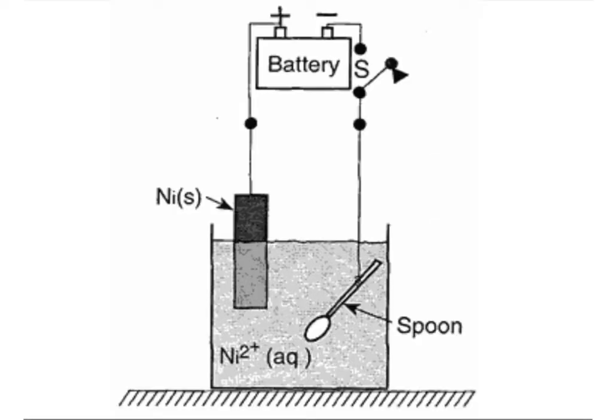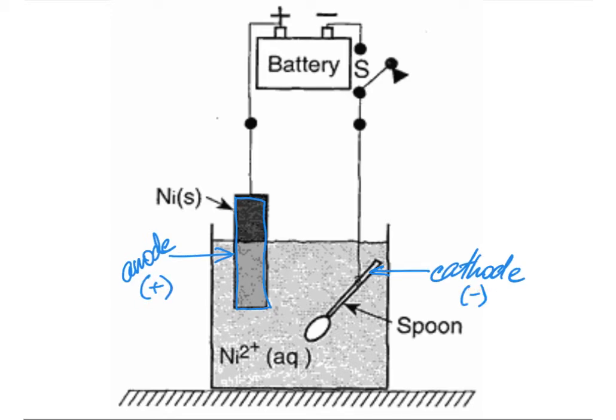We were given information that the oxidation takes place on the nickel electrode. So nickel electrode will be anode, and the spoon will be playing role of a cathode. Since there's a battery, it's an electrolytic cell, so we expect our anode to have a positive charge and a cathode to have a negative charge. The electrons will be running from the anode to a cathode.